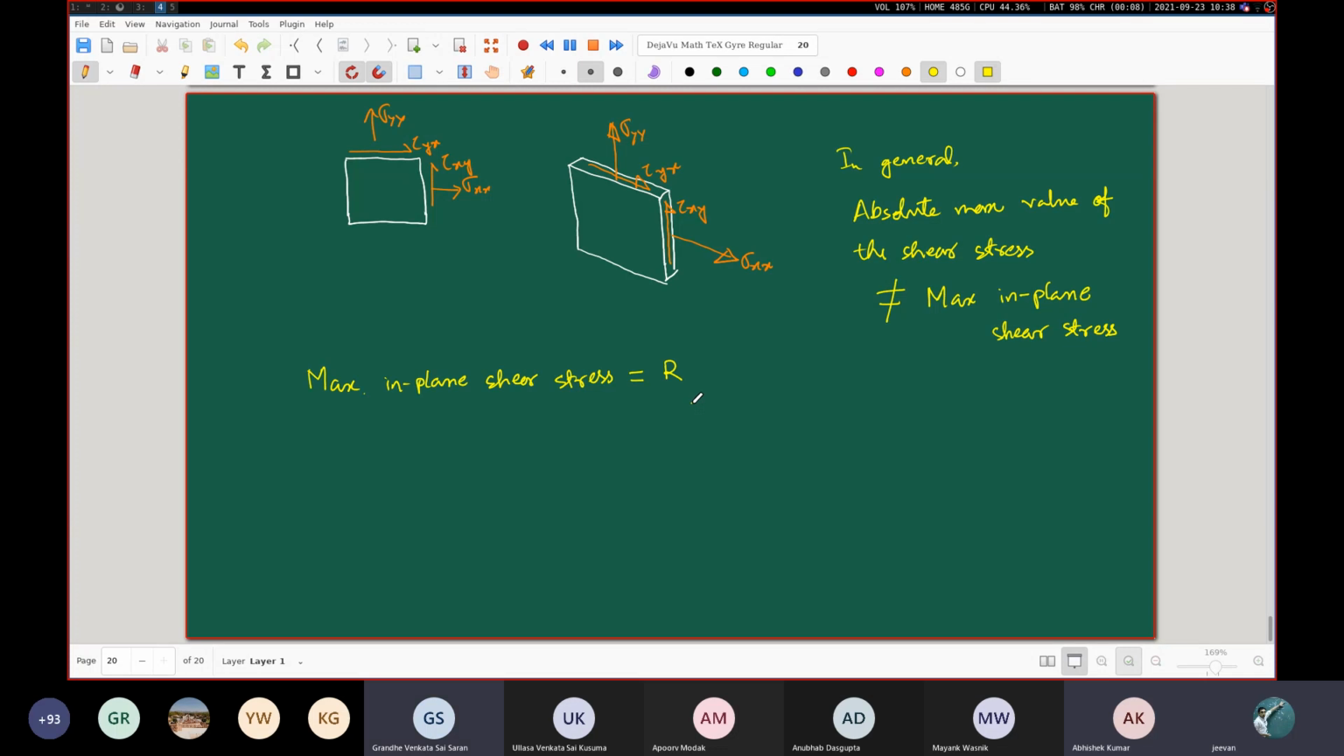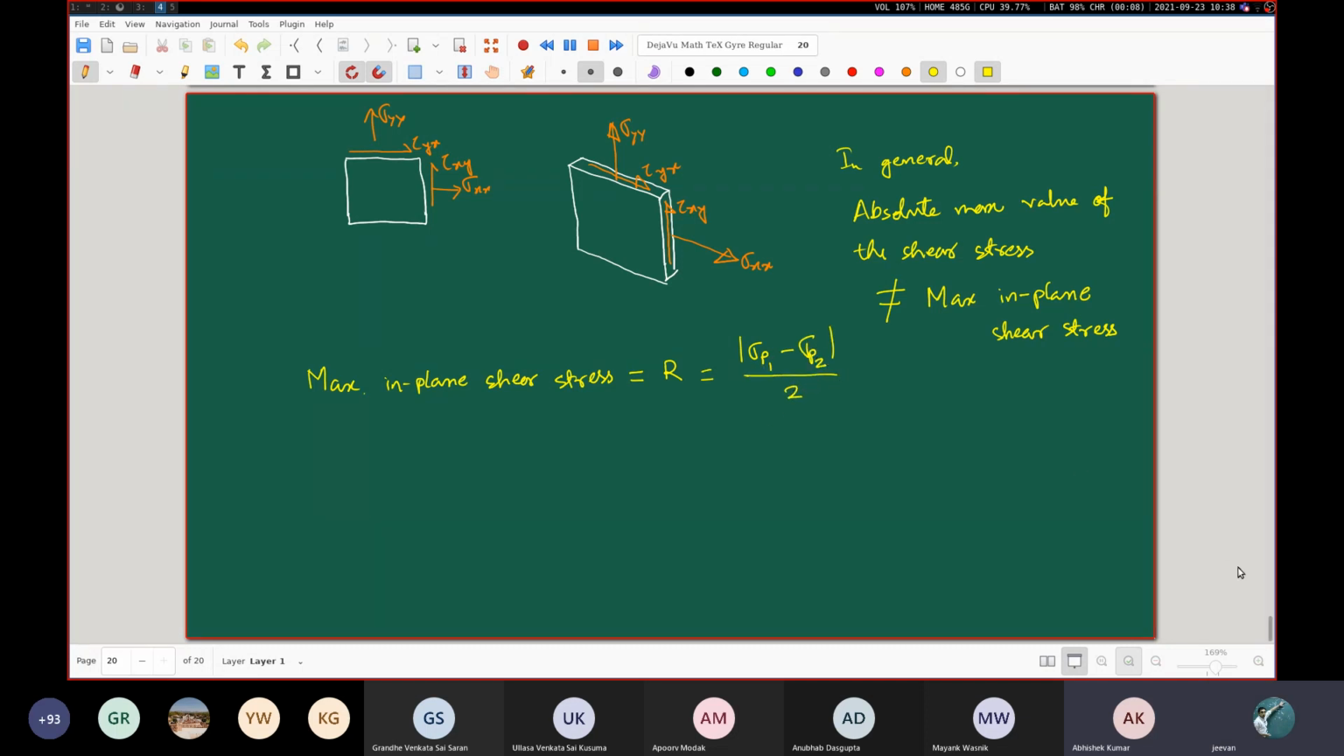Modulus of principal stress minus average stress. No, you can't involve the average stress. You have to tell me the answer purely in terms of the principal stress values. So for the two-dimensional problem, there will be two values of the principal stresses, sigma P1 and sigma P2. You tell me the answer in terms of sigma P1 and sigma P2. Sigma P2 minus sigma P1 by 2. Yes, absolute value of that. So sigma P1 minus sigma P2 by 2.